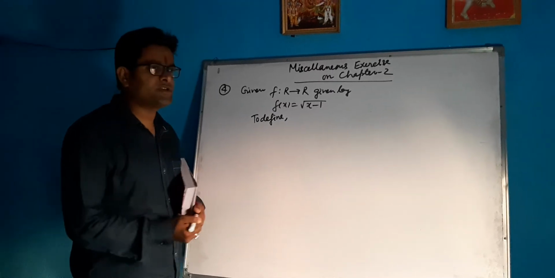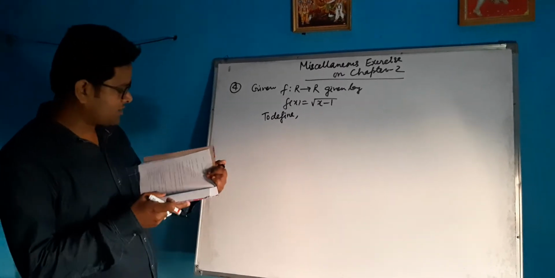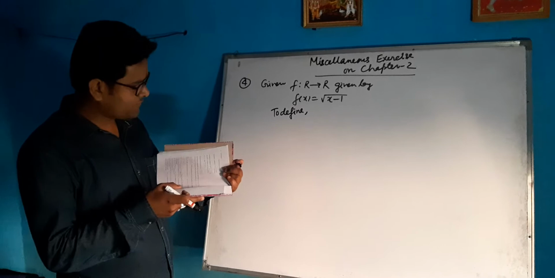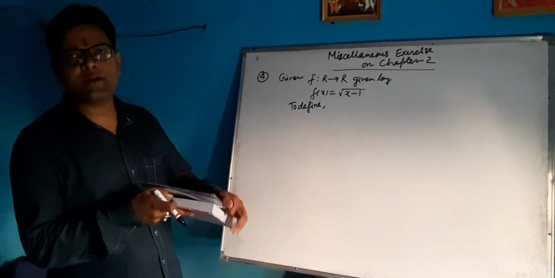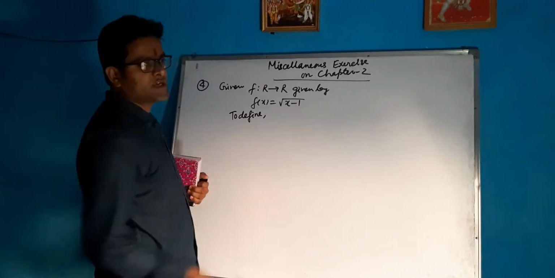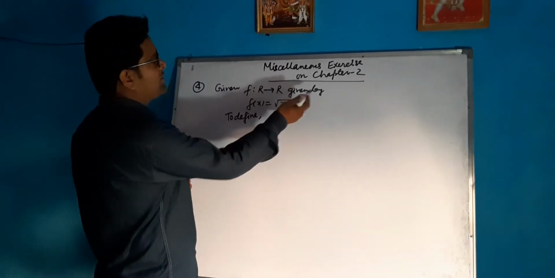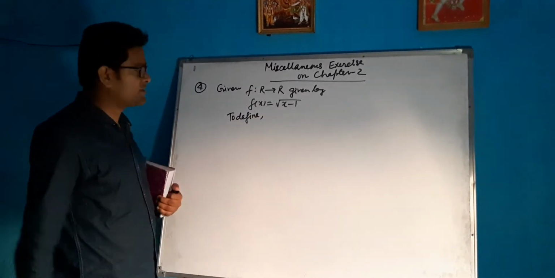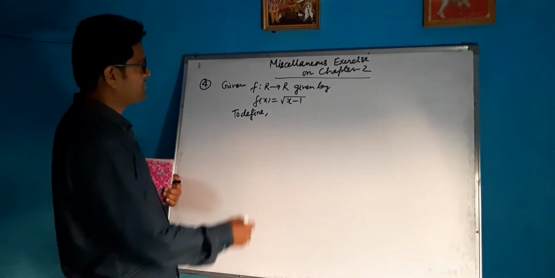My dear students, the next question is question number 4 in the miscellaneous exercise, where a function is given. We need to find the domain and range of this real function. So f is a real function from R to R, given by f of x is equal to root under x minus 1. We need to find the domain and range.